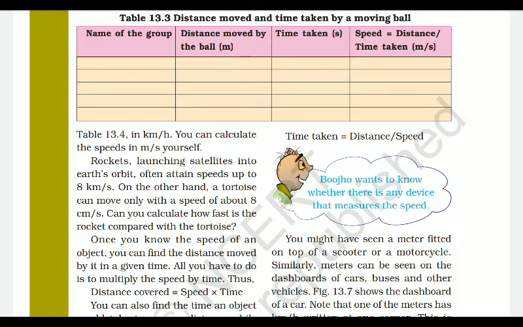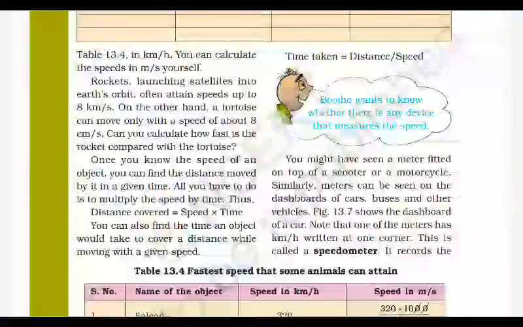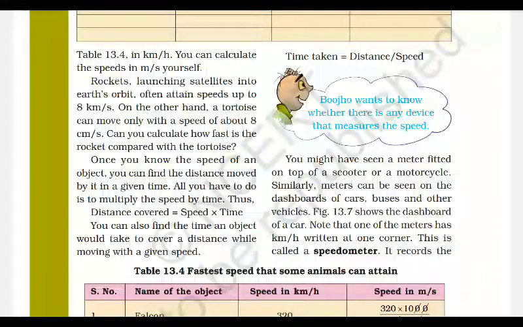Once you know the speed of an object, you can find out the distance moved by it in a given time. All you have to do is simply multiply the speed by time. Thus, the formula for this is: distance covered is equal to speed into time. You can also find the time an object would take to cover a distance while moving with a given speed.